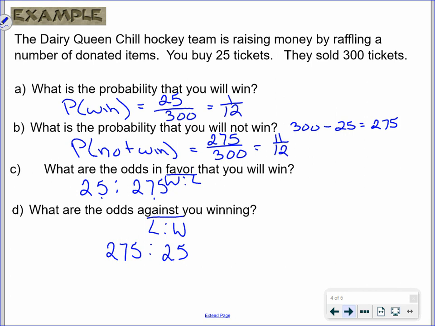So again, notice that the total number is not there. The total number of 300 is not part of the odds.